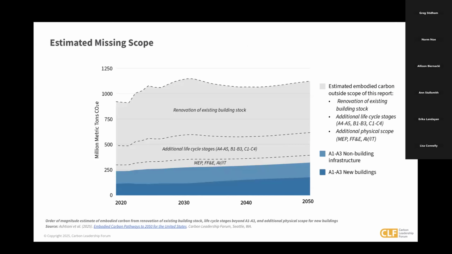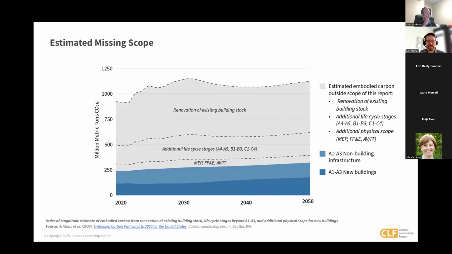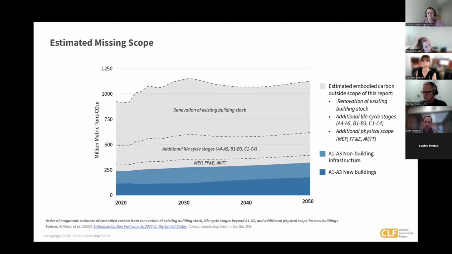So if you want a really holistic estimate, I think our Washington State report does the best job at that in terms of including MEP. We just used data that we don't think is perfect, but we have a low and high end range to show a range of what emissions look like if you have a more holistic view of scope.